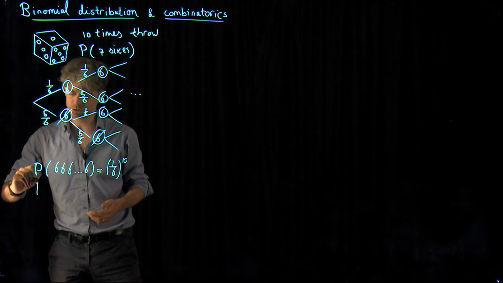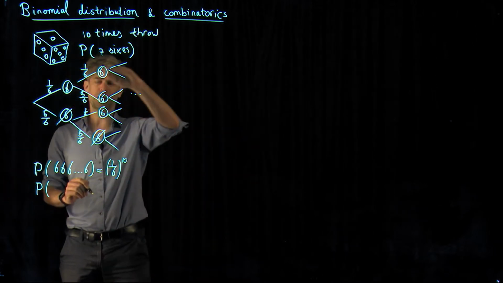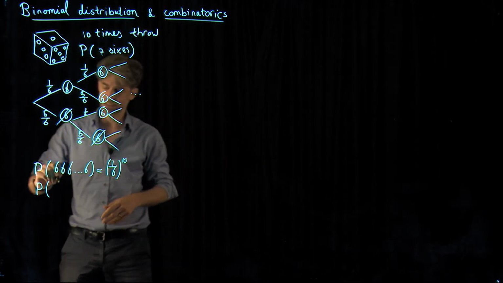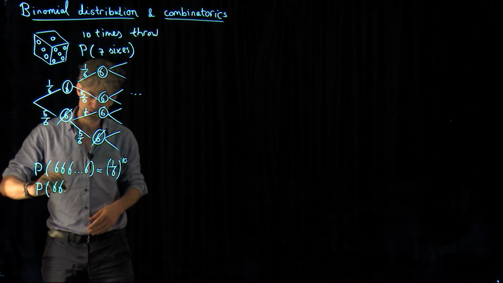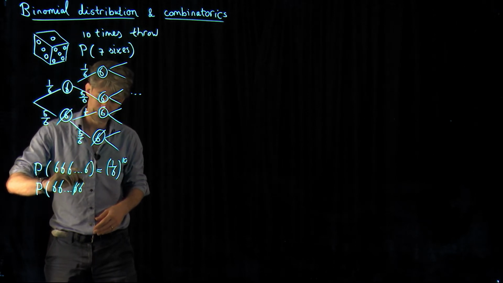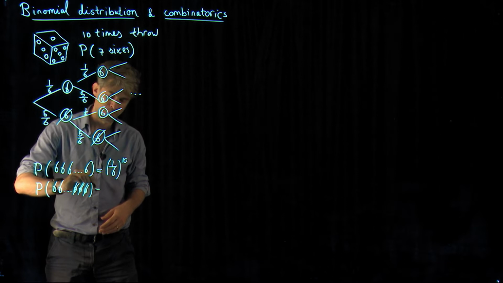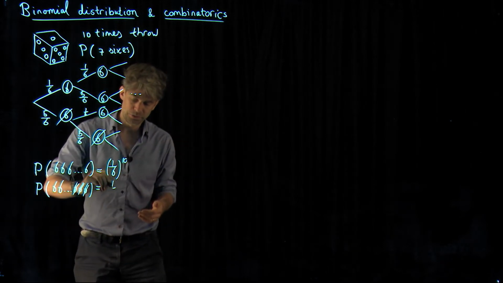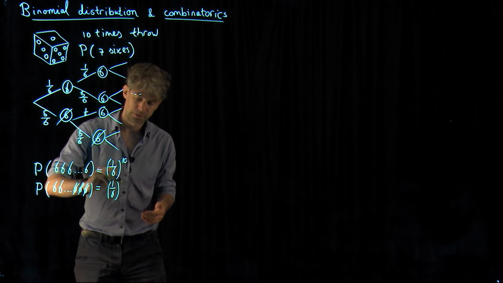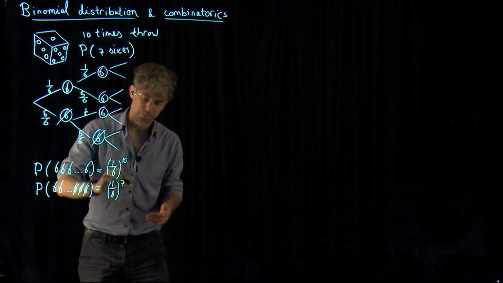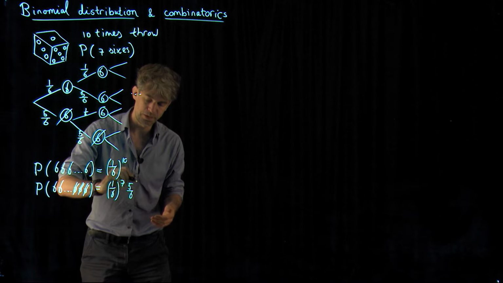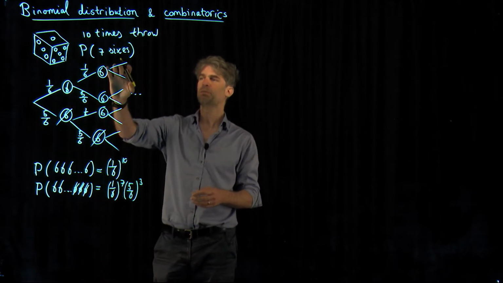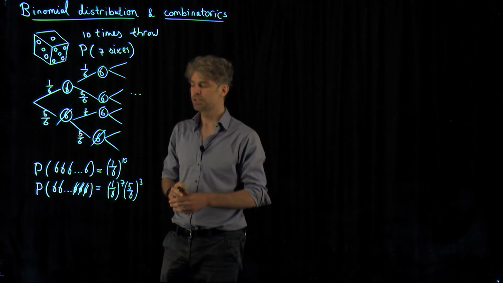So let's see what if we take the topmost branch, but after 7 6s we go down with only not 6s. So we start with 6s and we end with 3 times not a 6. Then what we get is 1 over 6 to the power 7 times 5 over 6 to the power 3, because we multiply the probabilities along the branches.